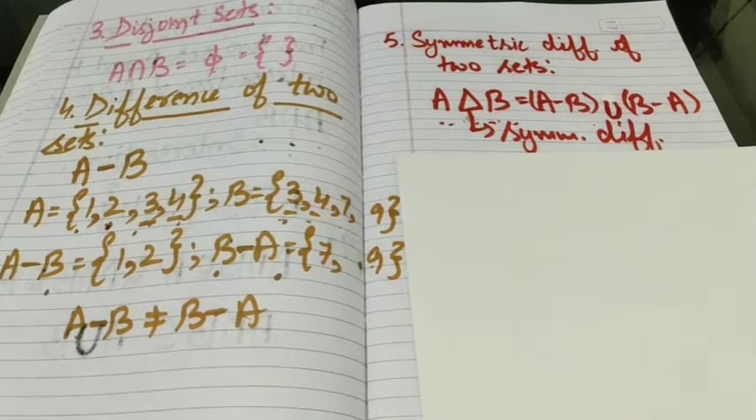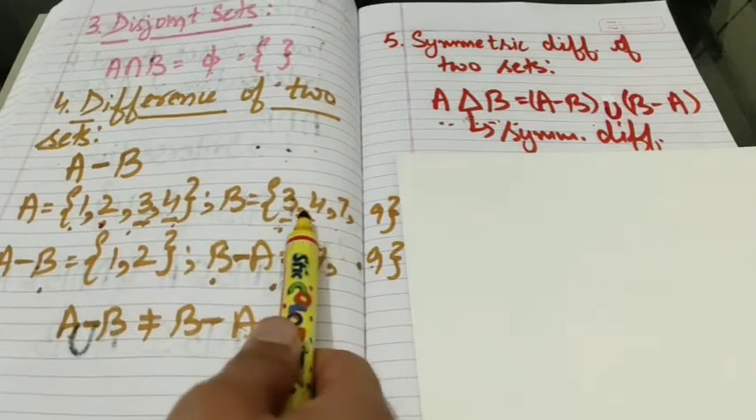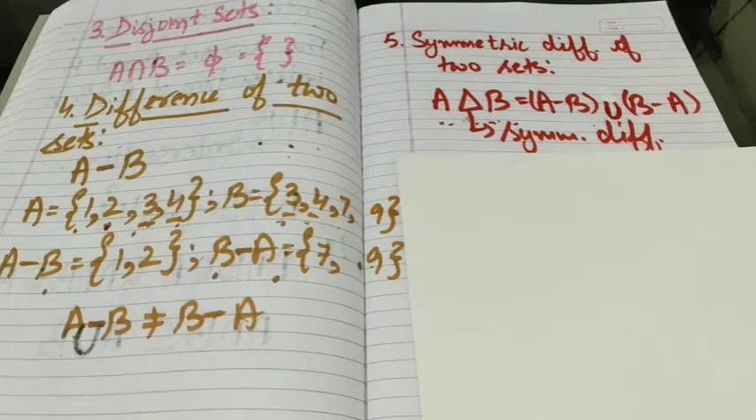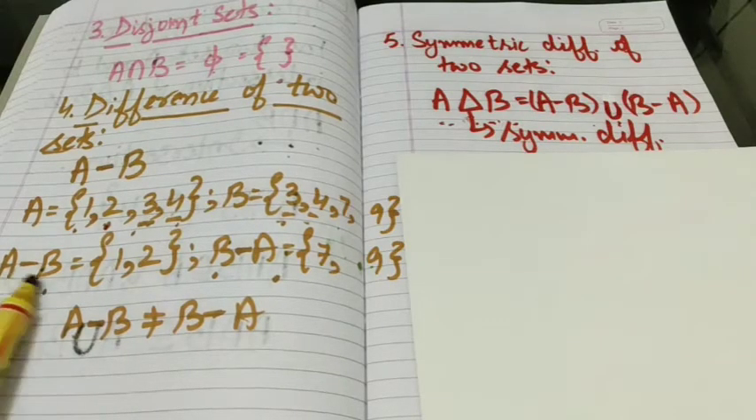Now let us try to understand the concept of symmetric difference with the help of one example. Let we have set A with the elements 1, 2, 3 and 4, and we have set B with the elements 3, 4, 7 and 9. To find the symmetric difference of set A and set B, first of all we have to find the difference of set A and B.